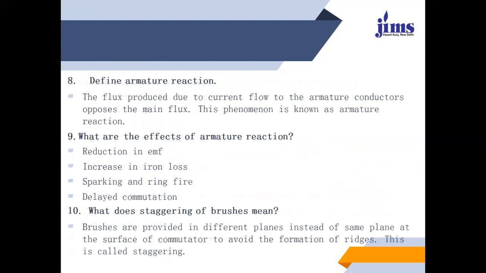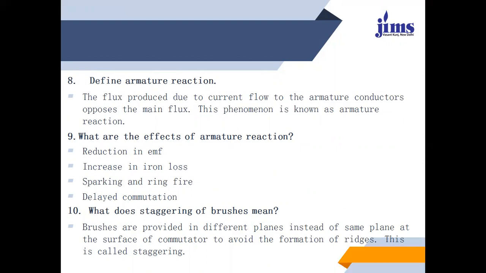Define armature reaction. The flux produced due to the current flowing in the armature conductors which opposes the main flux. This phenomenon is known as the armature reaction. What are the effects of armature reaction? It causes a reduction in the EMF, an increase in iron losses, increased sparking and ring fire within the machine, and delayed commutation.